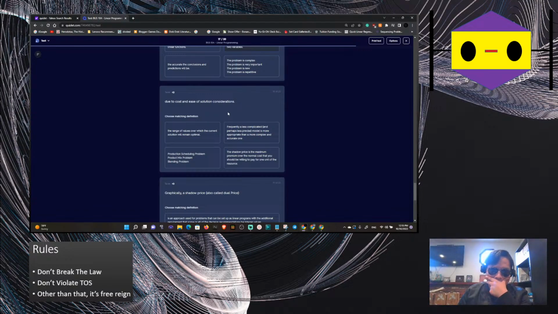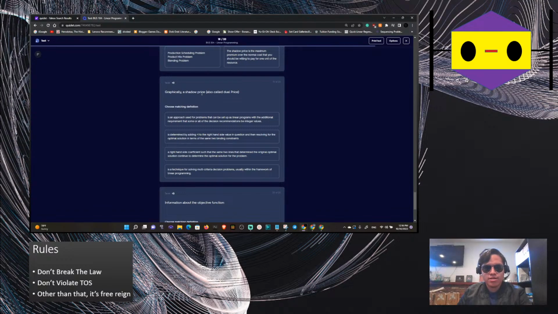What is due to cost and ease of solution? Well, cost is just how much you need to pay, but ease of solution I think has to do with constraints. I'm gonna go with A or B here. You be the tiebreaker. Okay, I'll choose A. A, Optimal. Correct? A. Yeah.